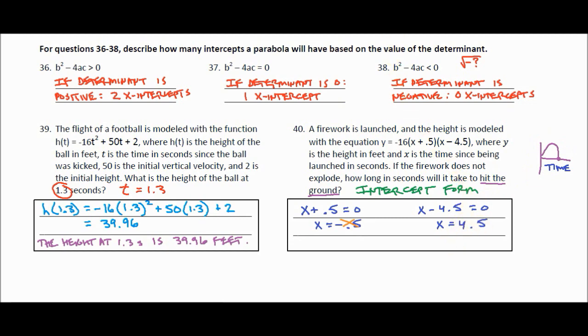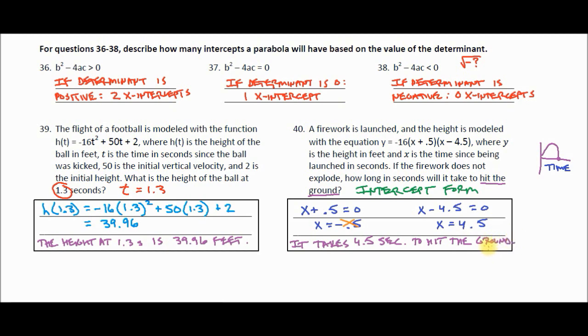So our answer here is going to be: it takes 4.5 seconds to hit the ground.